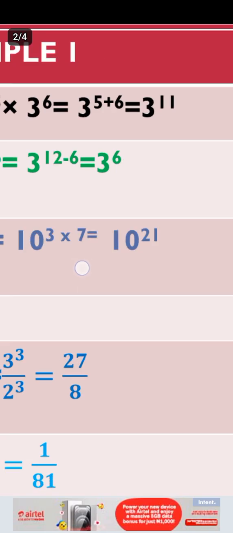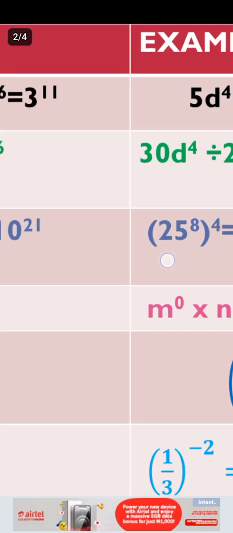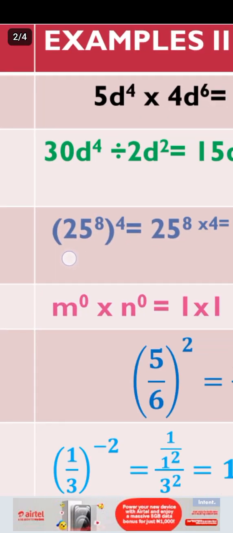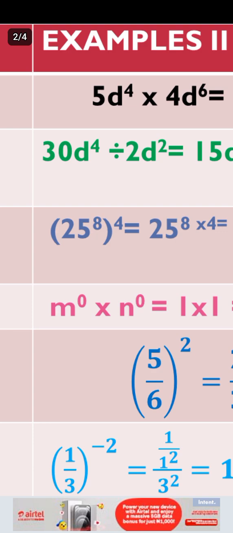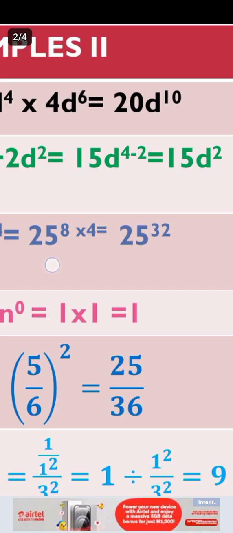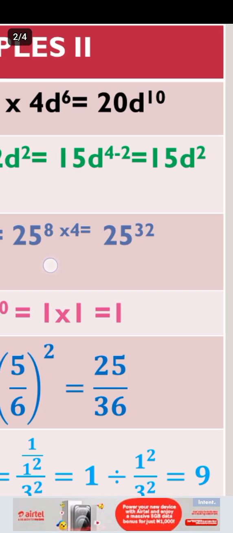Example 2 on that is 25 raised to the power 8, bracket, raised to the power 4. What we need to do is to multiply the powers, which is 25 raised to the power 8 times 4, which is equal to 25 raised to the power 32.